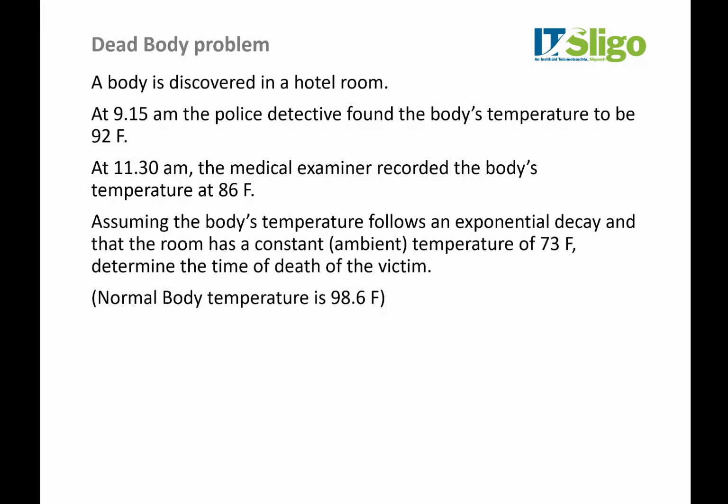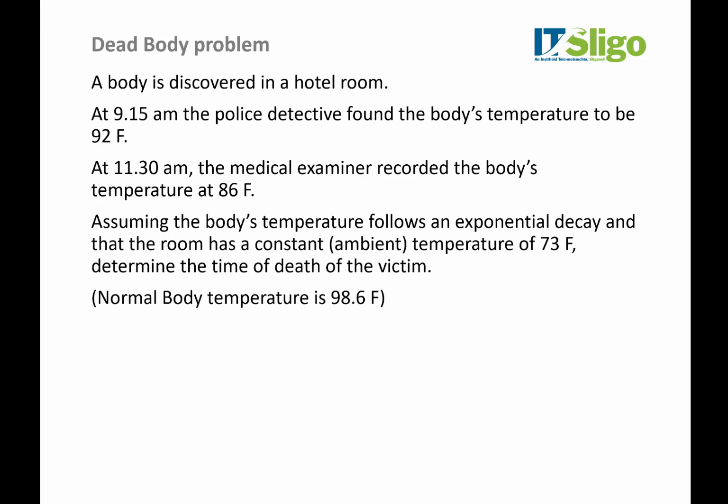There's a lot of information here, and we just have to talk through it. A body is discovered in a hotel room. At 9:15, the police detective found the body's temperature to be 92 degrees Fahrenheit. 2.25 hours later, the body not having been moved, a medical examiner records the body's temperature at 86 degrees Fahrenheit. So now we have our initial condition, and we have a new condition, and we have a time period in which this occurs.